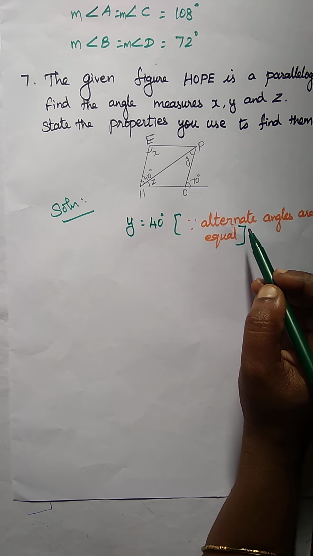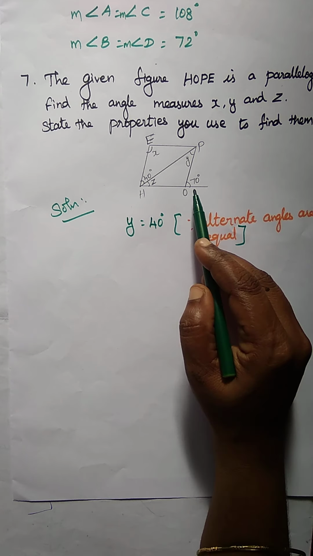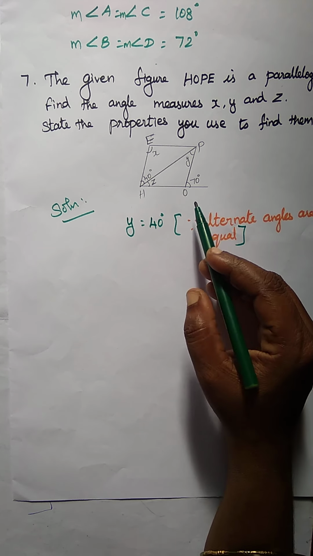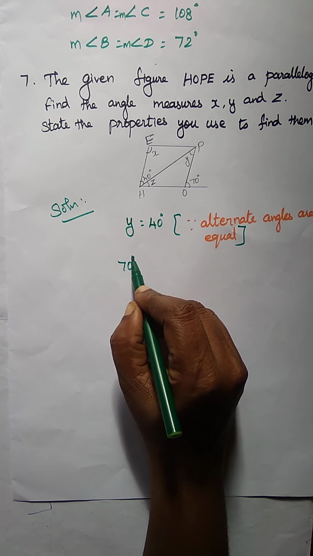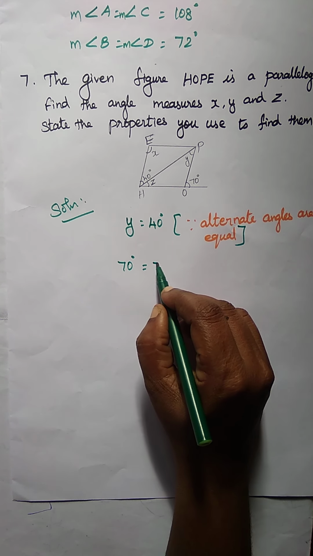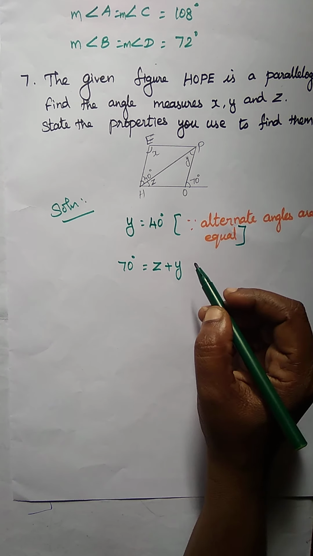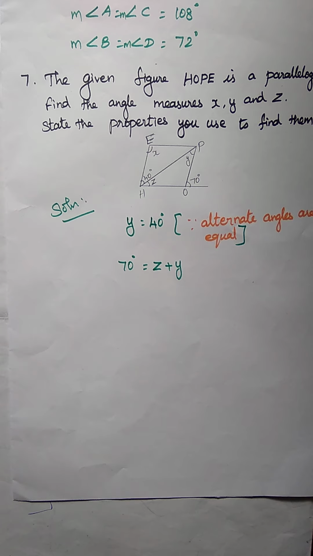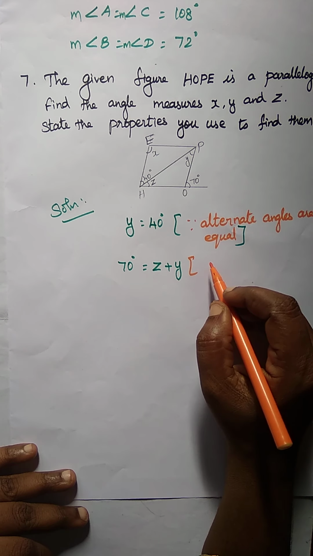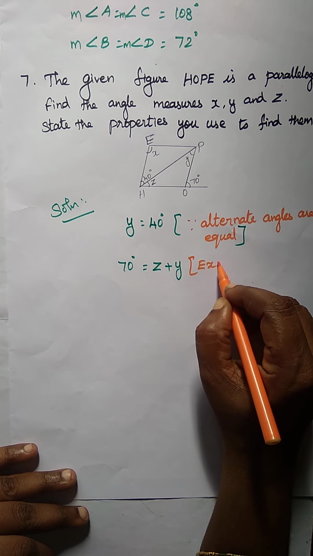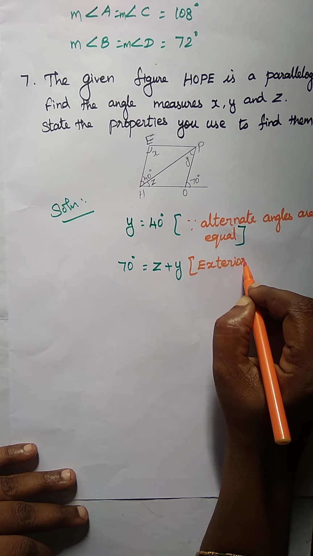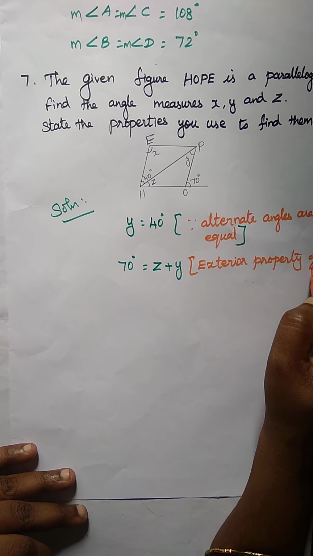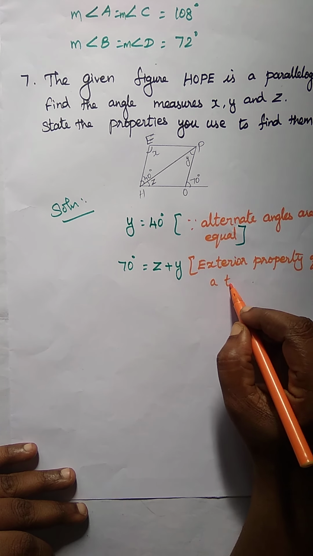Next we are going to find the remaining values. See, using the 70 degree, listen carefully, 70 degree is equal to Z plus Y. How is 70 degree equal to Z plus Y? When we write that, one property is there, the exterior angle property of a triangle. See, I will explain that.